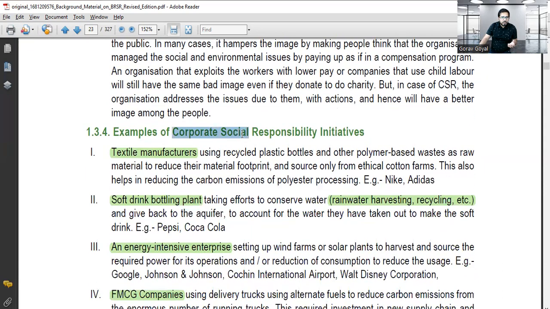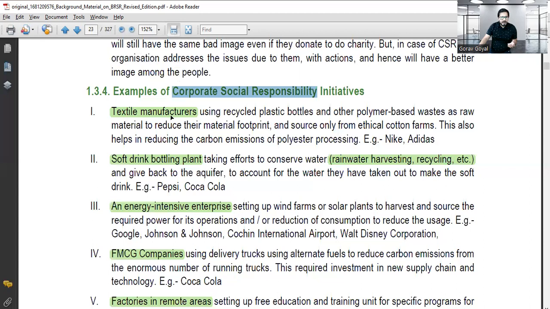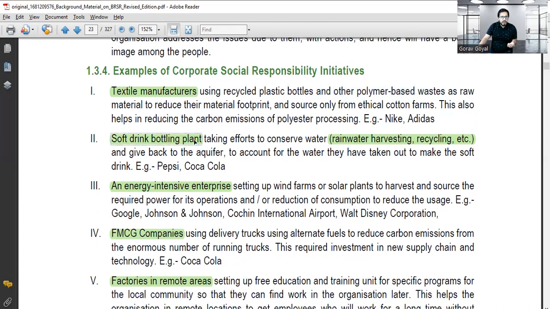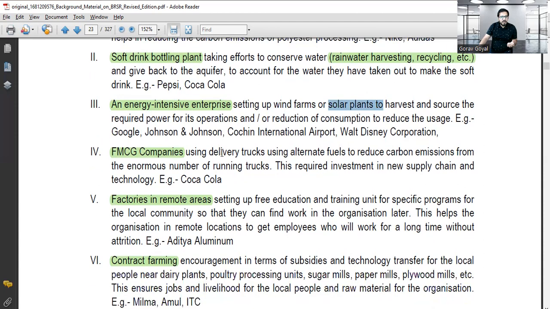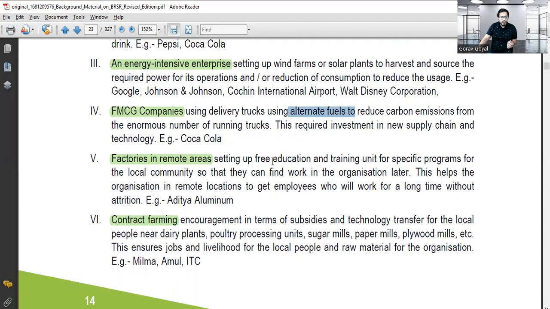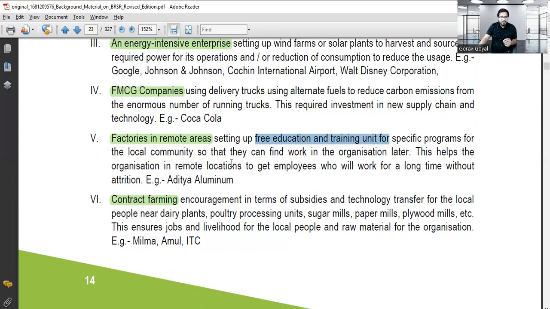What are the examples of corporate social responsibility? Textile manufacturers using recycled plastic bottles and other polymer grades, soft drink bottling plants doing rainwater harvesting and recycling, and energy-intensive enterprises setting up wind farms or solar plants to harvest the required power. FMCG companies using delivery trucks with alternative fuels. Factories in remote areas setting up free education and training units for specific programs. So see how there can be various ways of developing.